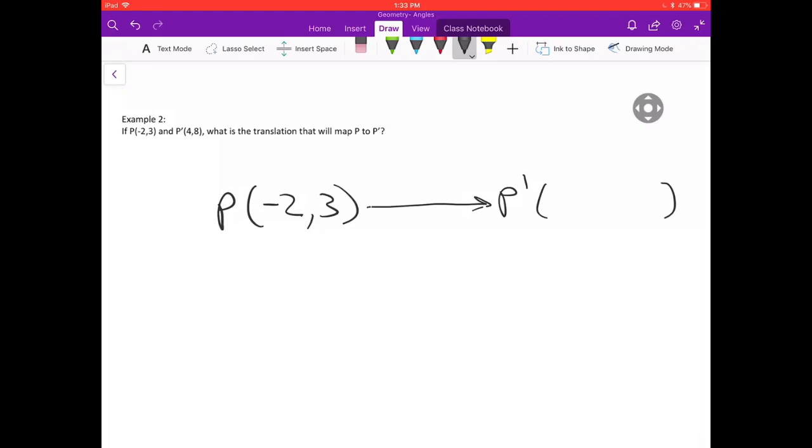So I'll list out my points P and P prime, and what I'll try to think of is how would I get from a -2 to a +4, because what I'm looking for is a translation of two numbers, a and b. So the a number is going to tell me how I got from my -2 to my +4. You can use your calculator to figure this out. I can do it in my head, and I would count +6. So that's going to go in for my a.